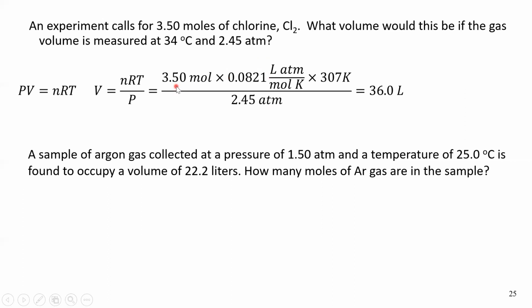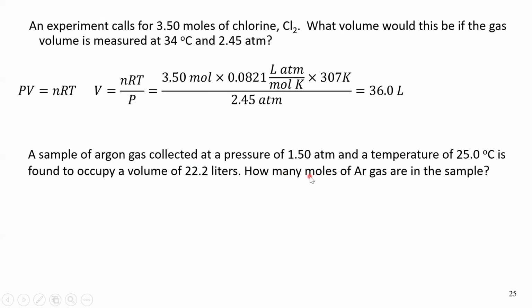So we would take 3.50 times 0.0821 times 307, divide that all by 2.45. If we look at the numbers, they all have 3 significant digits in them. So we've got 36.0 liters would be the volume of this chlorine gas at 34 degrees Celsius and 2.45 ATM. So now let's look at another question. It says a sample of argon gas collected at a pressure of 1.50 ATM and a temperature of 25 degrees Celsius is found to occupy a volume of 22.2 liters. How many moles of argon gas are in the sample?